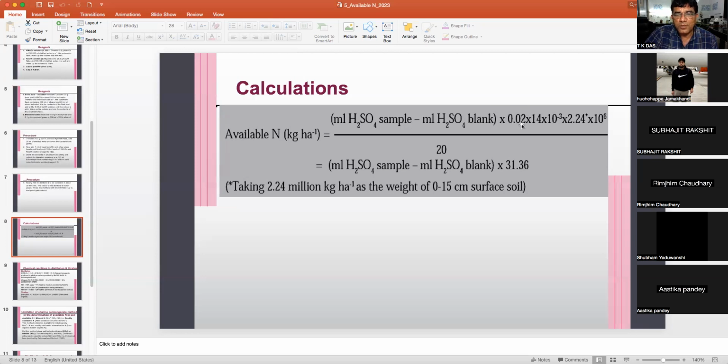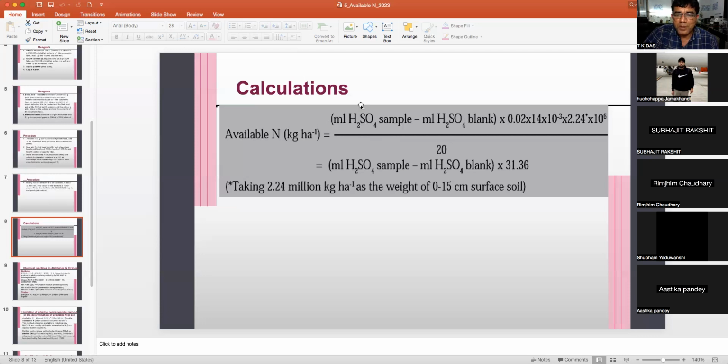So up to this, you have milliequivalents. Multiply by 14, the equivalent weight of nitrogen. Up to this is milligrams. Convert into grams by multiplying by 10 to the power -3, divide by the weight of the sample, and multiply by 2.2 into 10 to the power 6, the weight of the soil.